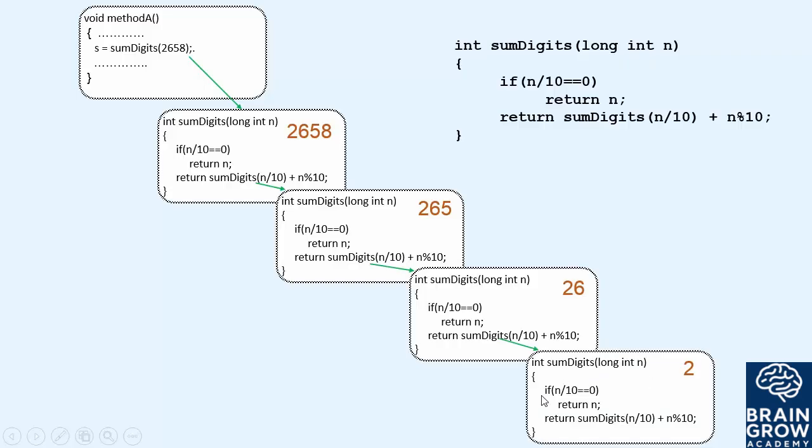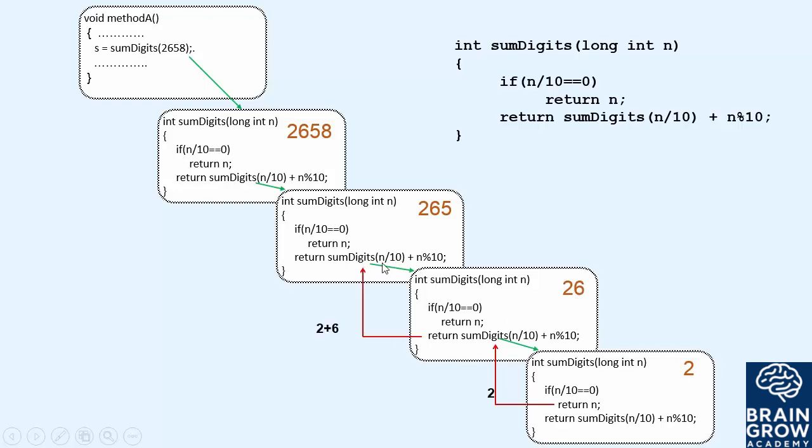Now we have a single digit number, so this condition becomes true. We have reached the base case, so the winding phase will stop and unwinding phase will start. So 2 is returned from this method. The value of this call is 2 and n modulus 10 is 6. So 2 plus 6 is returned from here.